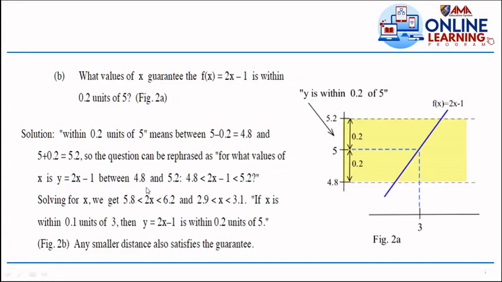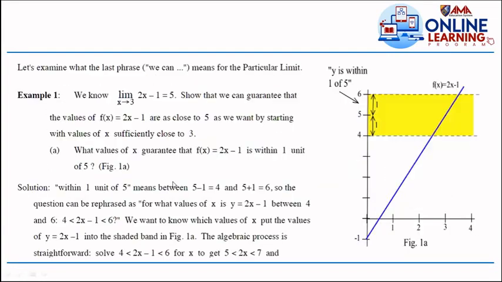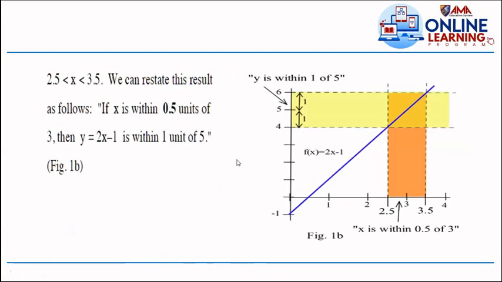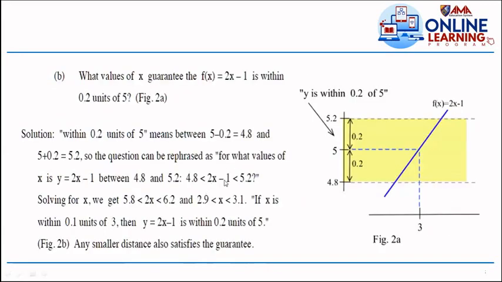Tulad po kanina, yung 2x minus 1 is equal to 4. Paano nakuha yung 5? 1 plus 4 is equal to 5. 1 plus 6 is equal to 7. So, ganun din po siya. 1 plus 4.8, 5.8. 1 plus 5.2, 6.2.